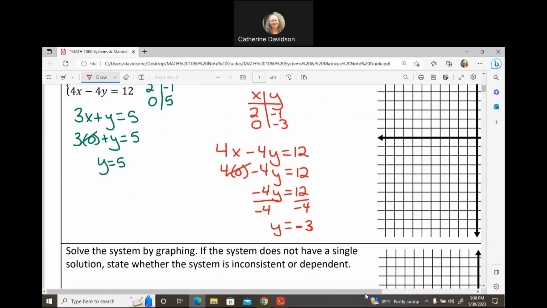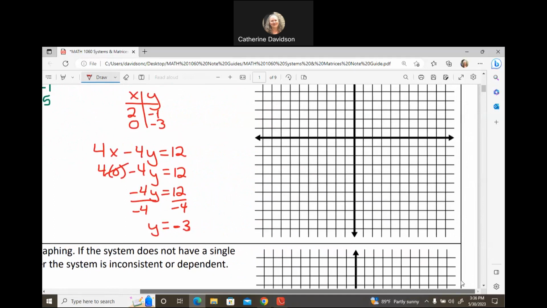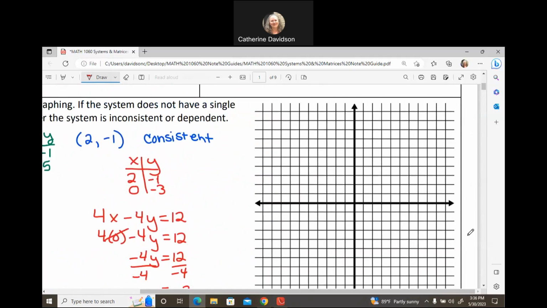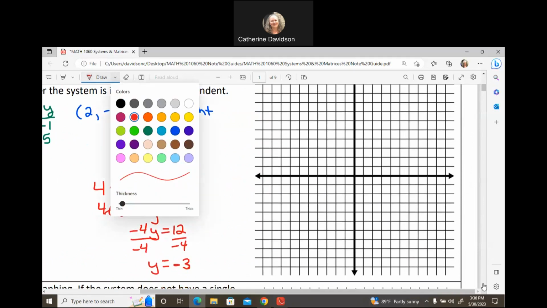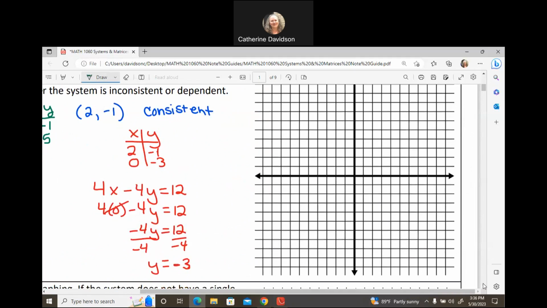From here, I'm going to graph these. So let's graph that green one I did first. So we had a point at (2, -1), so over 2, down 1. And then we had a point at (0, 5), over 0, up 5. I don't draw straight lines very well, so you'll have to forgive me.